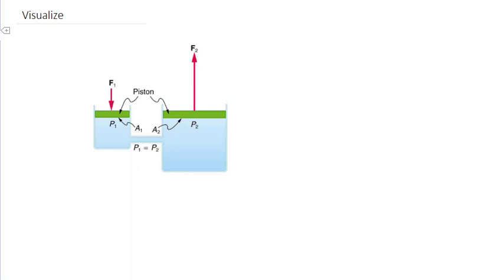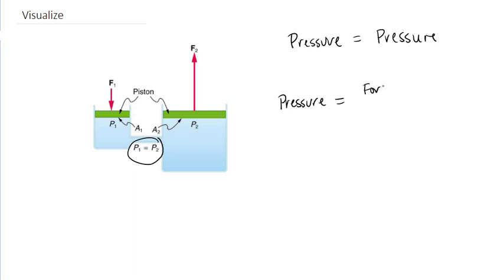Here we have a hydraulic system where we have two pistons. We have a smaller piston on the left and our larger piston on the right. Now, the most important mathematical relationship to understand here is that the pressure is equal on both sides. This is important because pressure is equal to force divided by the area.